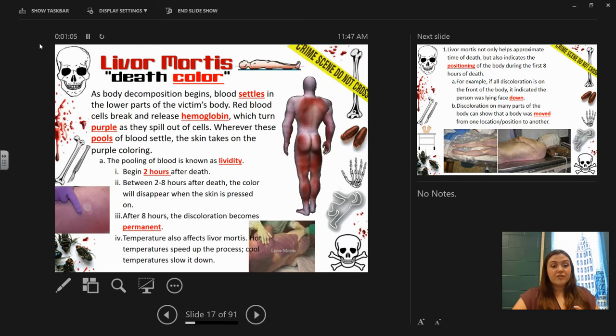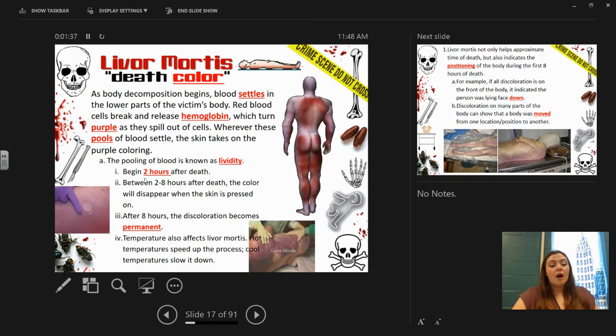So livor mortis, death color, because literally mortis means death in Latin and livor means color. So death color. As the body decomposition begins, the blood settles in the lower parts of the victim's body. Red blood cells break and release hemoglobin, which turns purple as they spill out of their cells. Wherever these pools of blood settle, the skin takes on a purple coloring. So it's like dark red purpley. You can see in this image here, it's very dark, like a very dark bruise. The pooling of blood is known as lividity. So this process of the blood settling is called lividity.